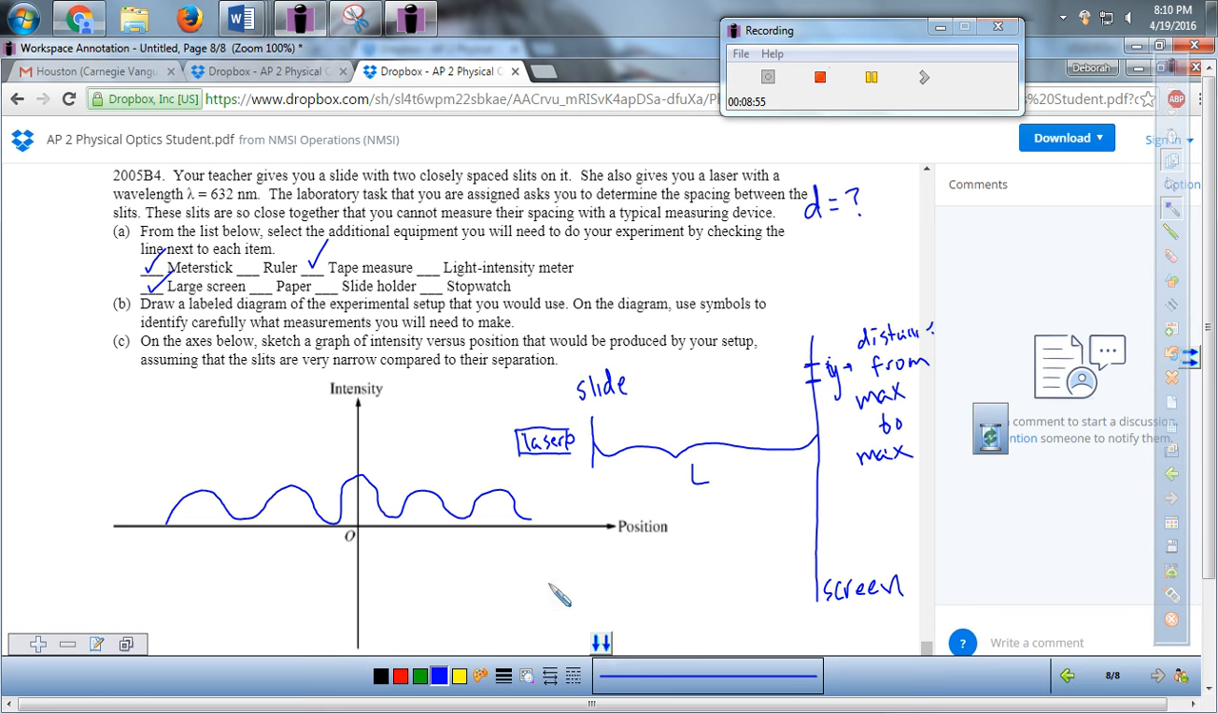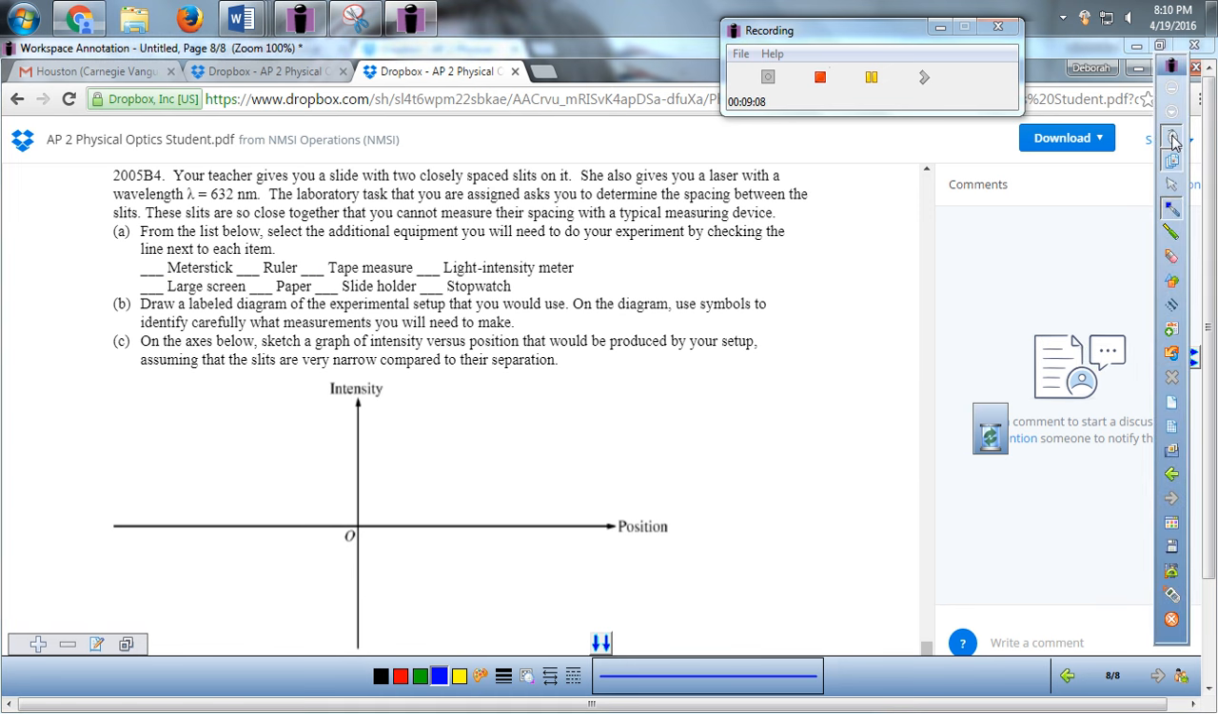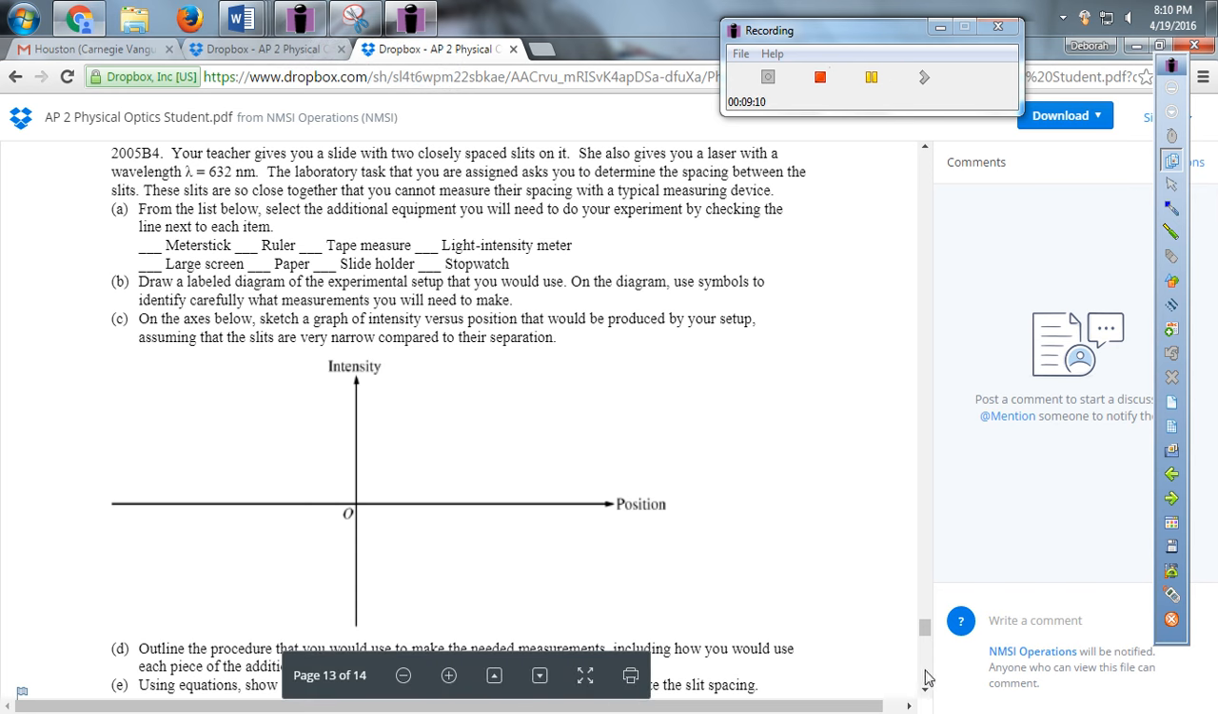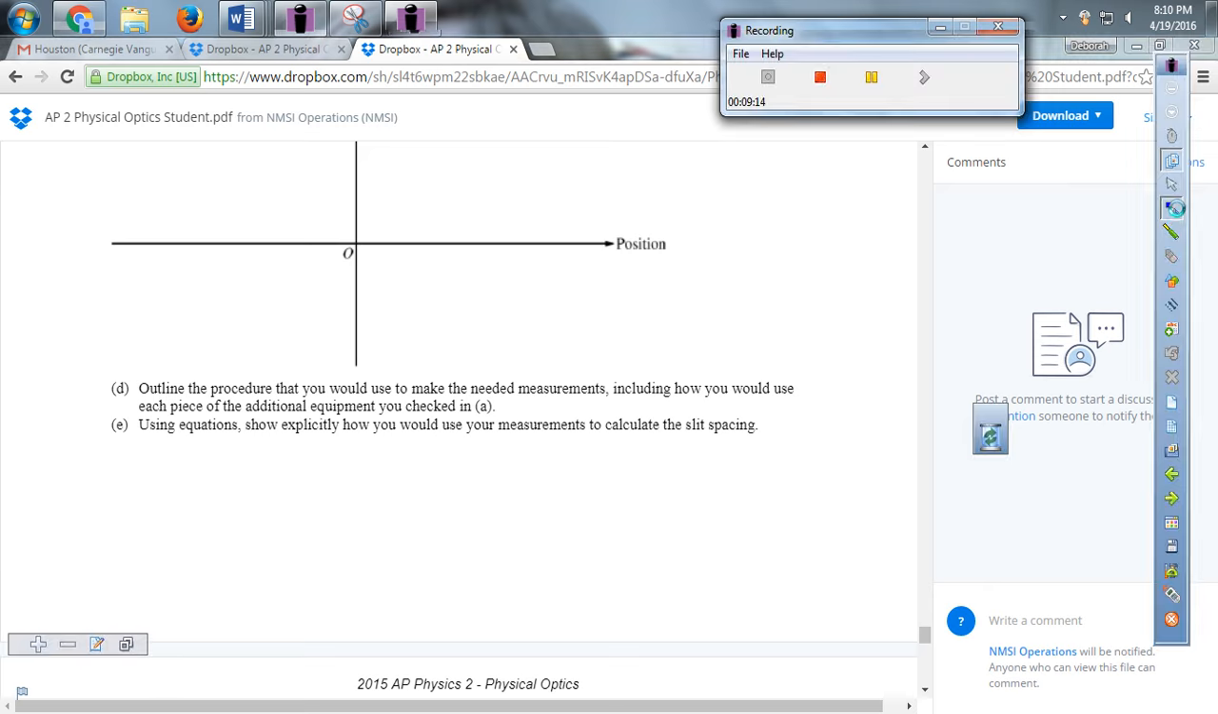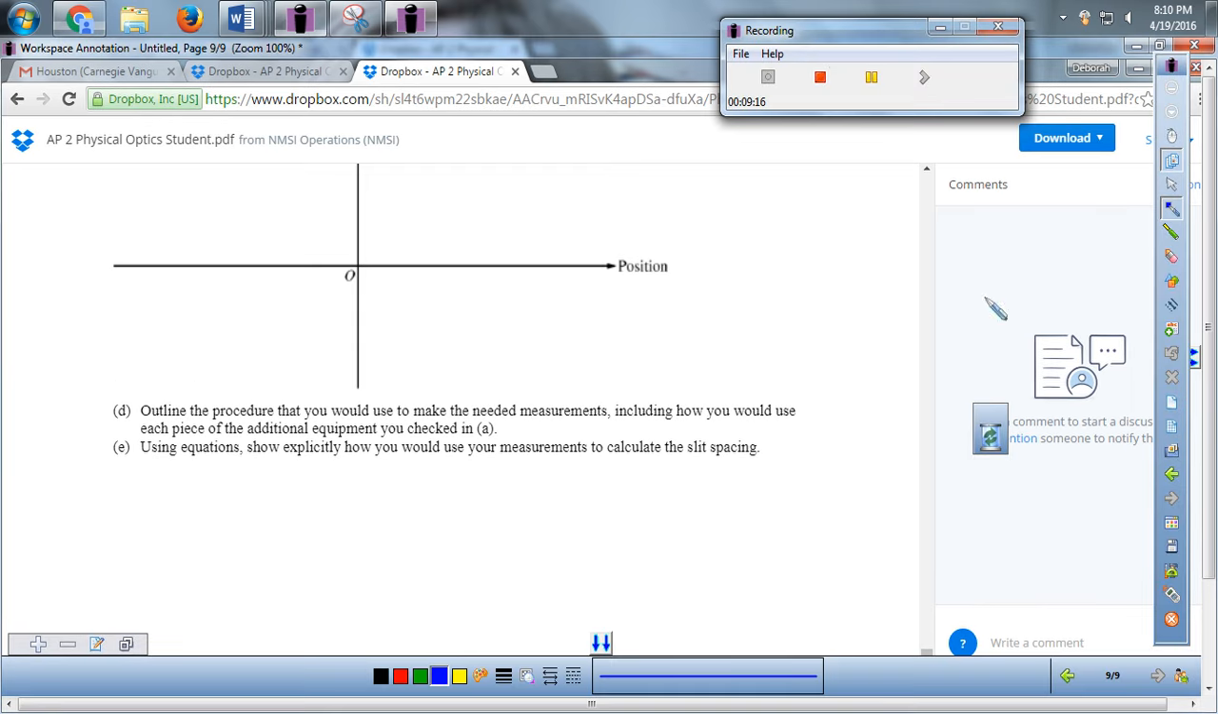All right, D says, and now they want me to outline a procedure. So I'm going to get rid of this and scroll down. Okay. So outline the procedure that you would use to make the needed measurements, including how you would use each piece of additional equipment you checked in A. So I said I would shine a laser through the slide.